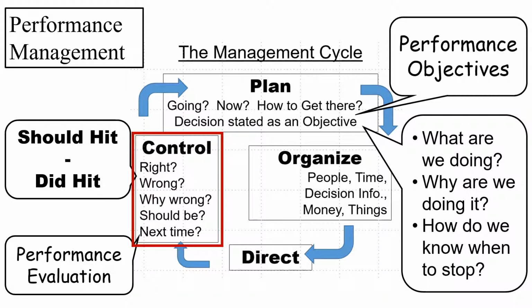Let's remind ourselves that the 5 control questions are what we're asking and answering in our performance management steps. We are evaluating the performance of the members of the organization. Let's remind ourselves to ask the questions. What went right? What went wrong? Why was it wrong? What should it have been? What will we do next time? And we link that back into our next planning step. And there we have the performance management cycle.